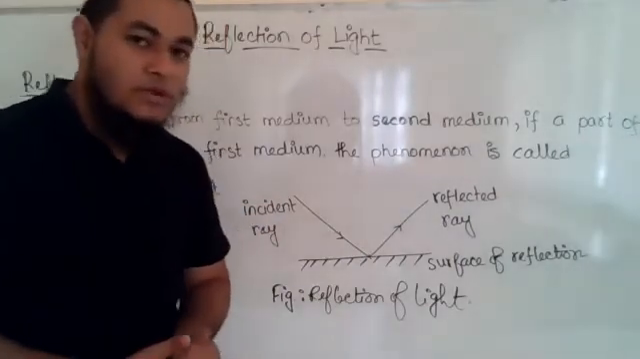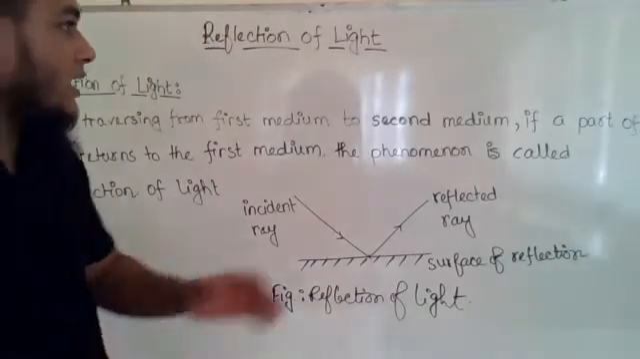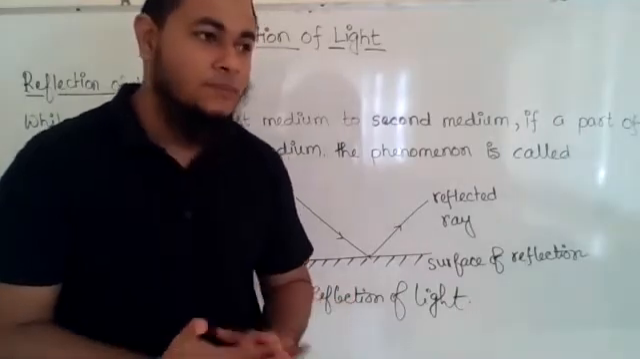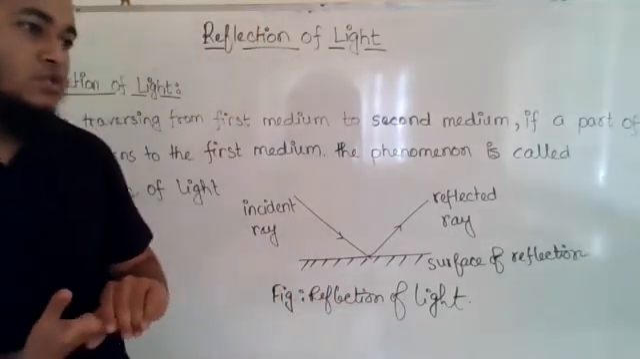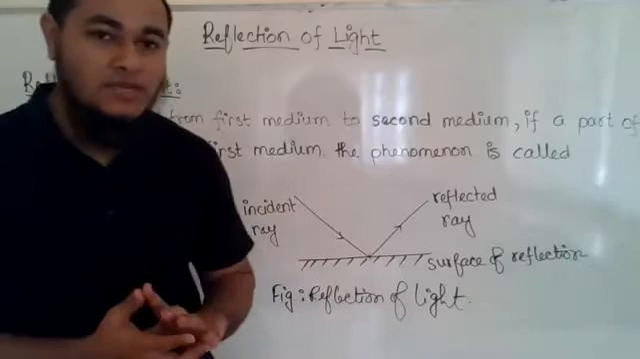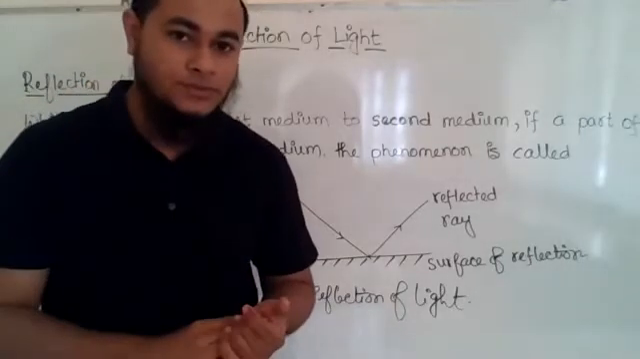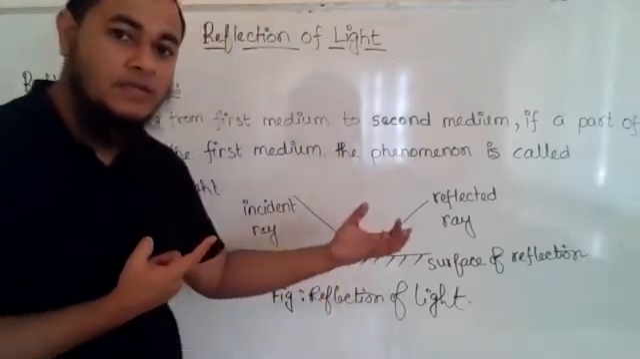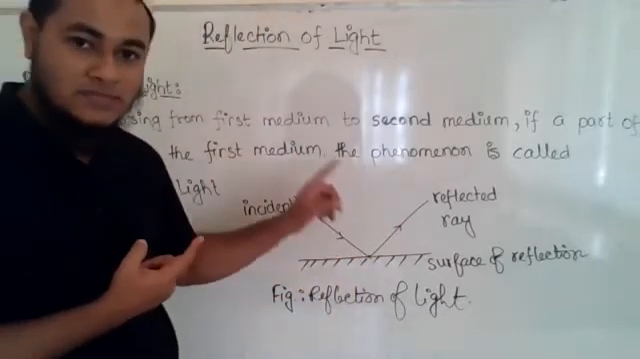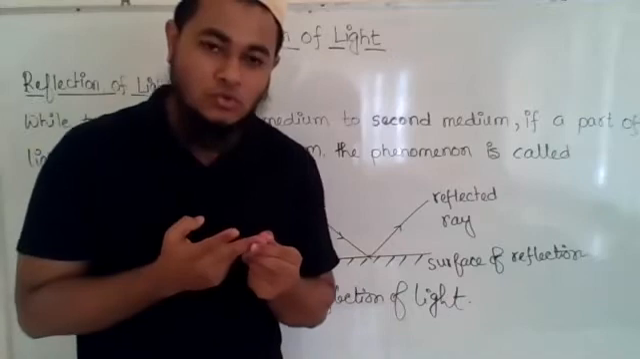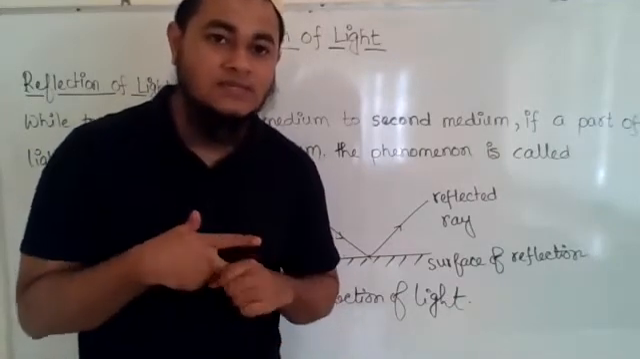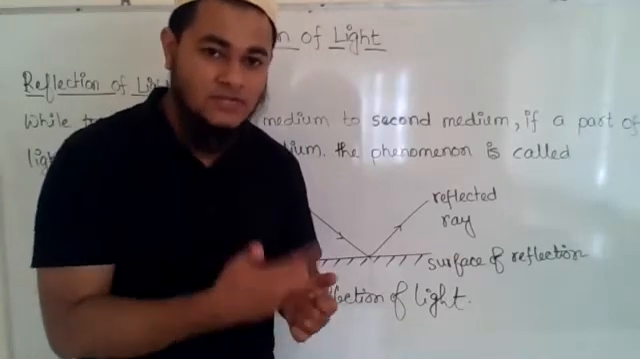Now you might be thinking why we are saying that a part of light will come back. What about other parts? Whenever a light ray wants to go from one medium to another medium, three phenomena occur. Number one, reflection of light. A certain part of light comes back to the first medium. That is our case. Number two, some of the light enters into the second medium, and that is refraction of light. That is our next chapter.